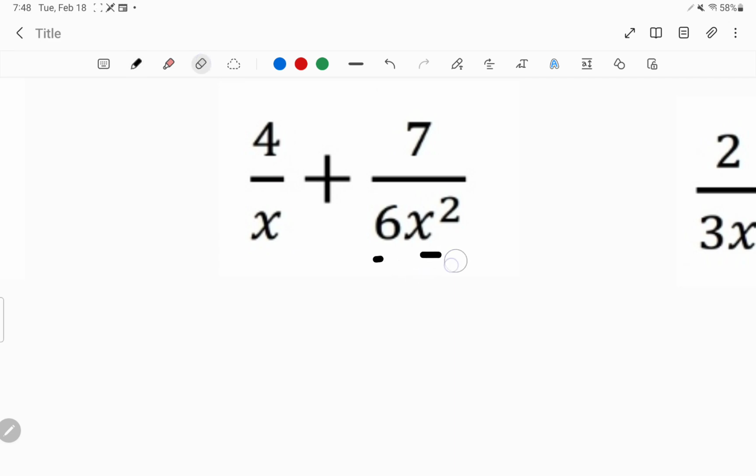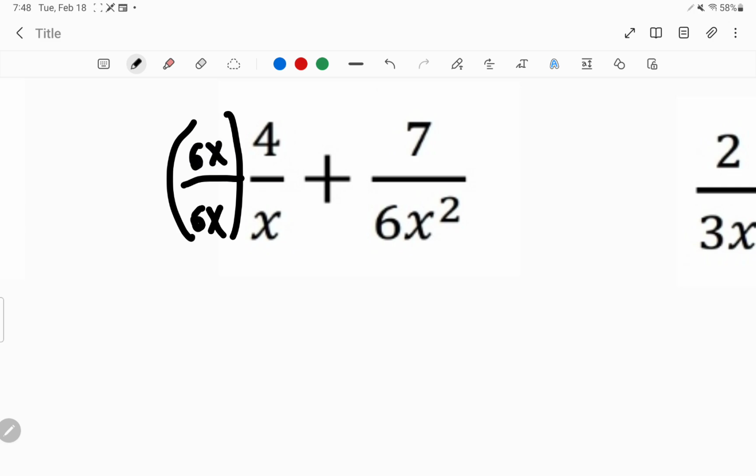So what we're going to do is figure out what we need to multiply over here. Now, pretty easy. I know I'm going to have to multiply by 6 because I need to have a 6 on the bottom and also an x, just like we did in the previous one. Same thing, 6x. And now we multiply them together, and that's going to give me 24x over 6x squared.